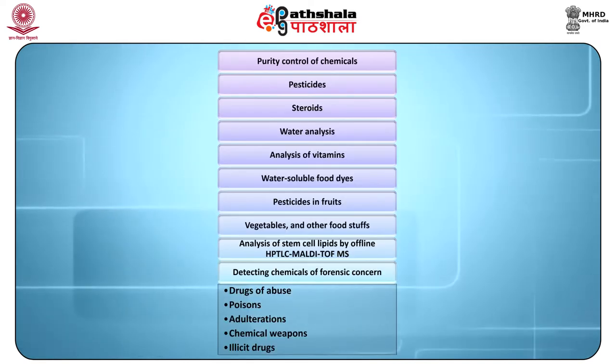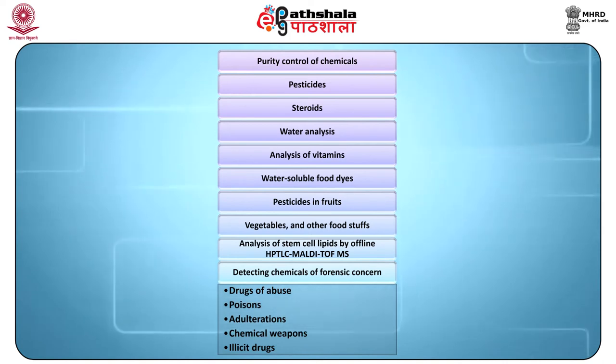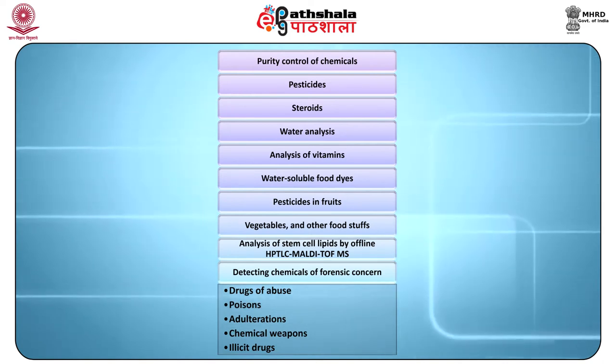HPTLC technique is rapid, comparatively simple, robust and extremely versatile. HPTLC not only confirms but also establishes identity. It is also an ideal screening tool for adulterations and is highly suitable for evaluation and monitoring of cultivation, harvesting and extraction processes and for testing the stability of products of natural origin. HPTLC is used in fingerprinting analysis of drugs of natural origin. HPTLC in other fields. HPTLC is used for the purity control of chemicals, pesticides, steroids and water analysis.